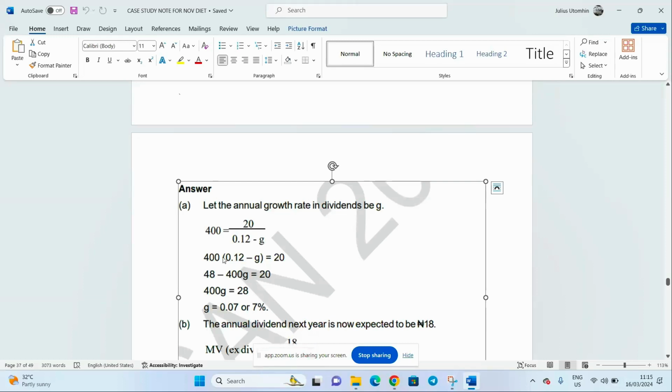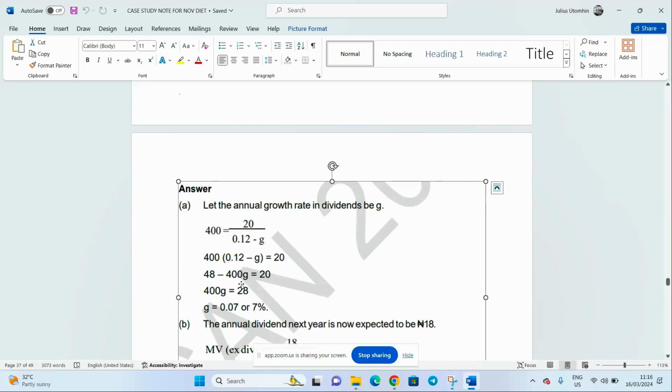This is 400 over 1. Everything here times 400, then 1 times 20. 1 times 20 is 20. 400 times 0.12. Press your calculator. What do you have? What did you say I should do? 400 times 0.12. What do you have? 48. 48. Thank you.